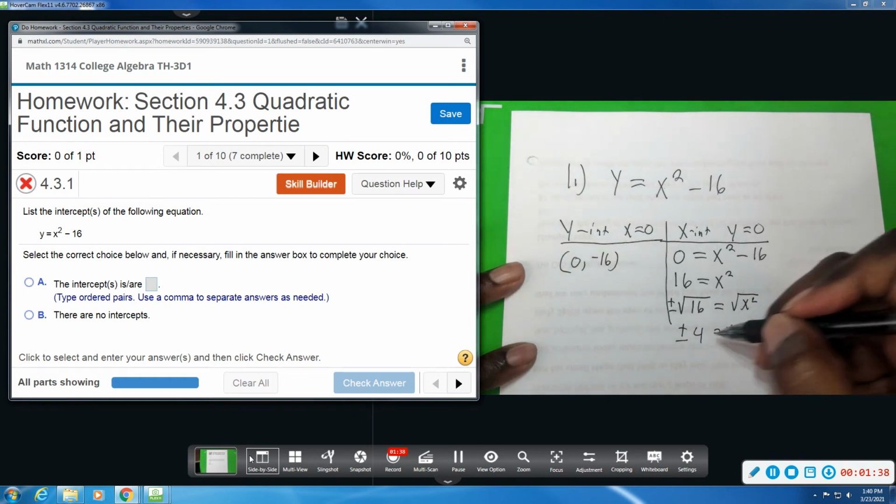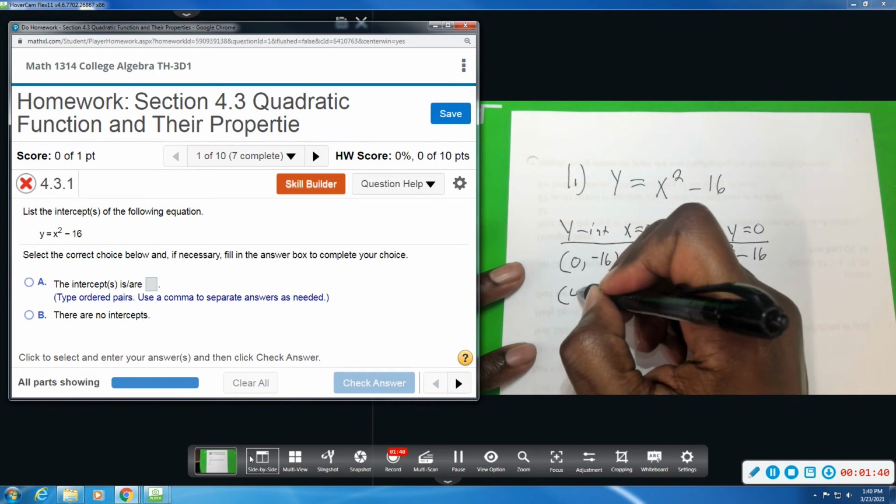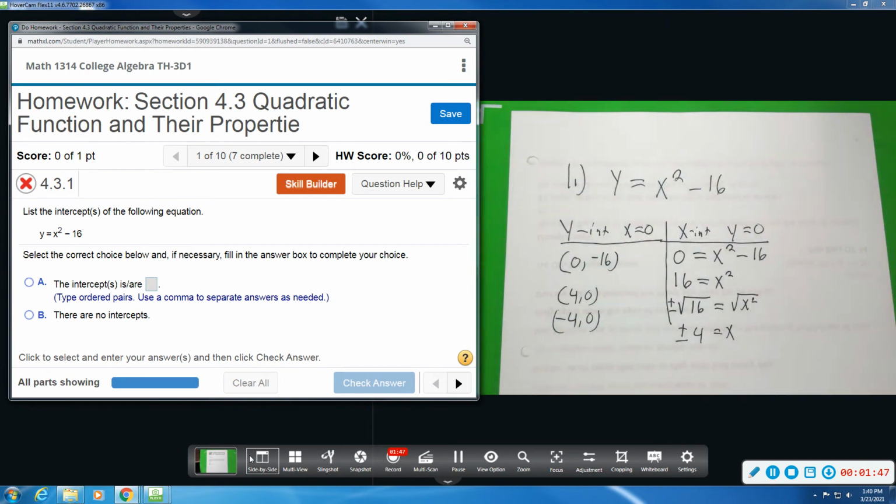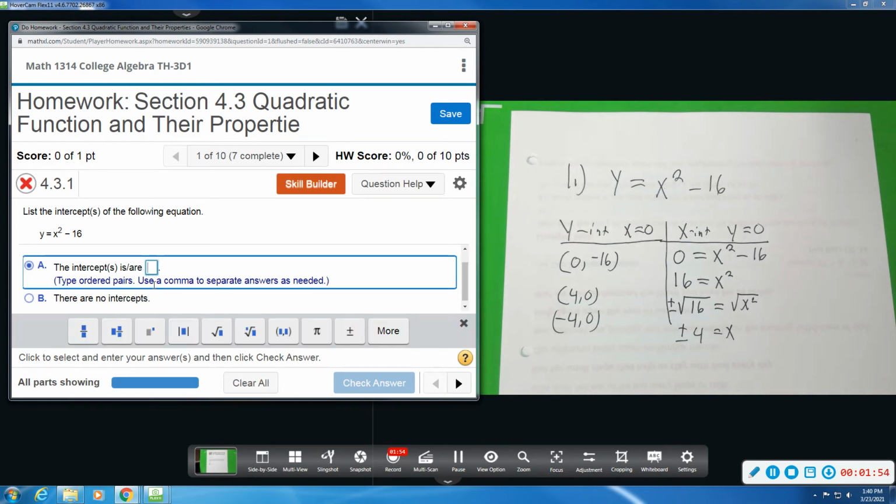So here you get two ordered pairs. You will get 4, 0, and negative 4, 0. So this gives us our two intercepts. So we got 3 altogether. We got a y-intercept of 0, negative 16. We get an x-intercept of 4, 0, and an x-intercept of negative 4, 0.